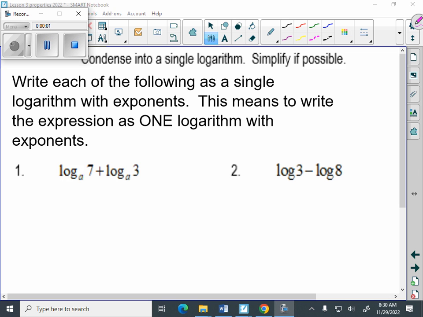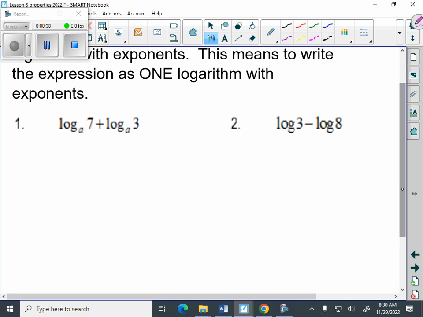So in our examples here, we're going to condense into a single logarithm, simplify if possible. I added a little bit more specific directions, which are not on your paper right now, but what we're really doing is we want to write each of the following as a single logarithm. So there's the condense idea with exponents. This means that we're only going to write one logarithm in our condensed version.